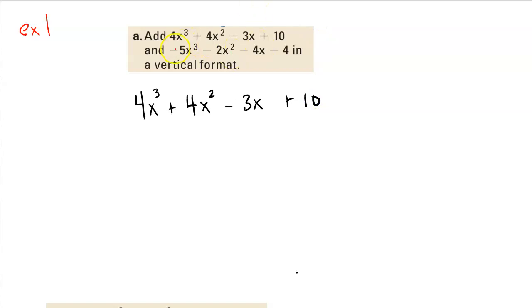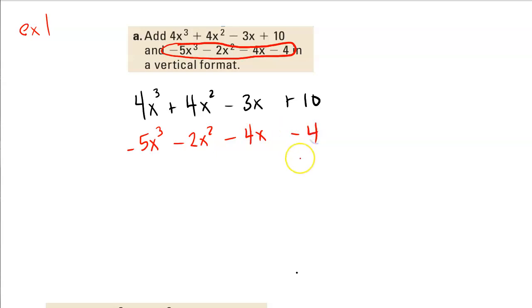And then I'm going to take my second polynomial here that I'm trying to add to it, and I'm going to line it up with the like terms from the polynomial above it. So I'm just going to say this is negative 5x cubed. And this is going to be minus 2x squared minus 4x minus 4. It's kind of like when you're doing the elimination method. We're going to take these two polynomials and just add all the like terms together, but we're going to do it in that vertical format.